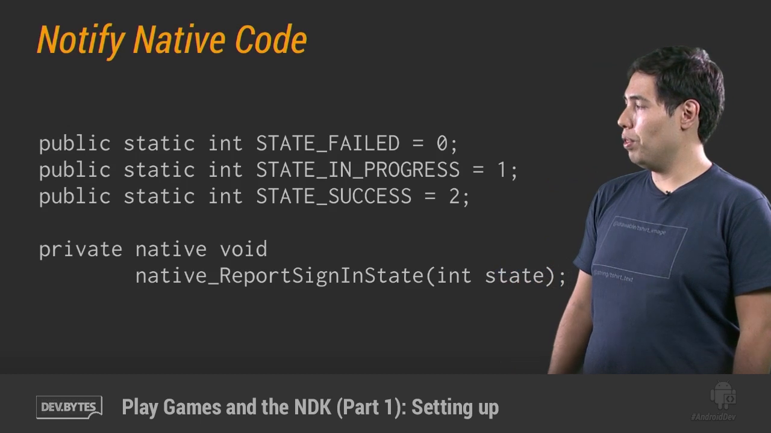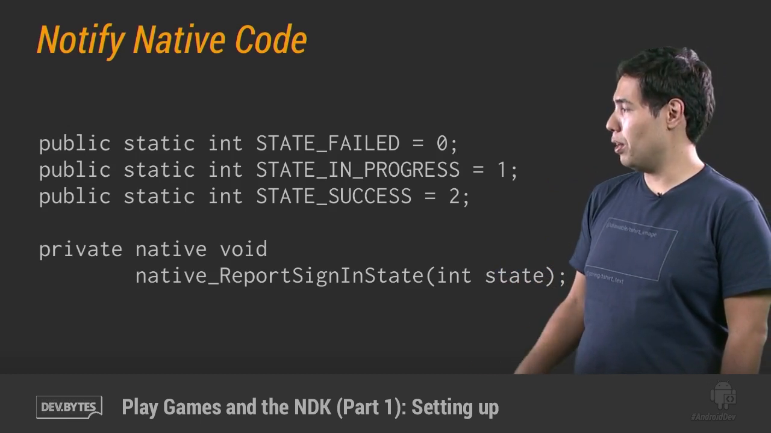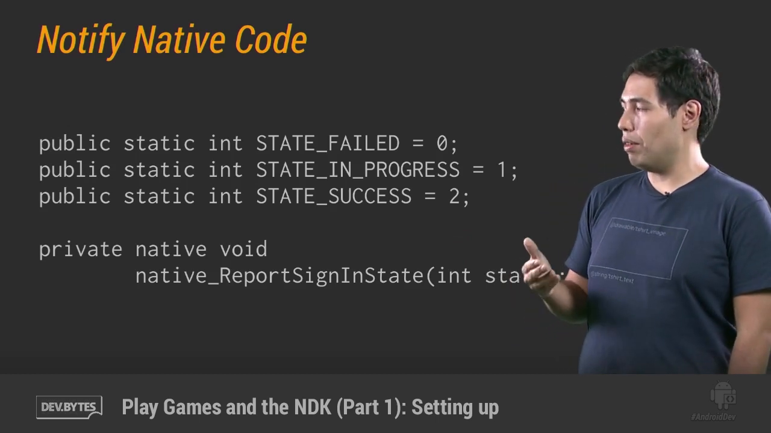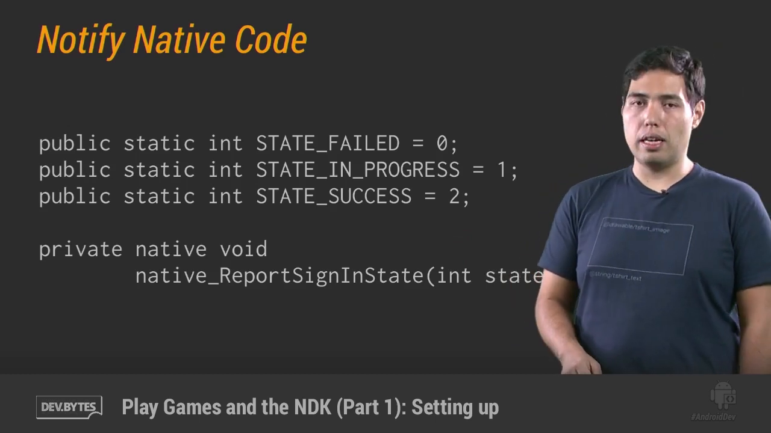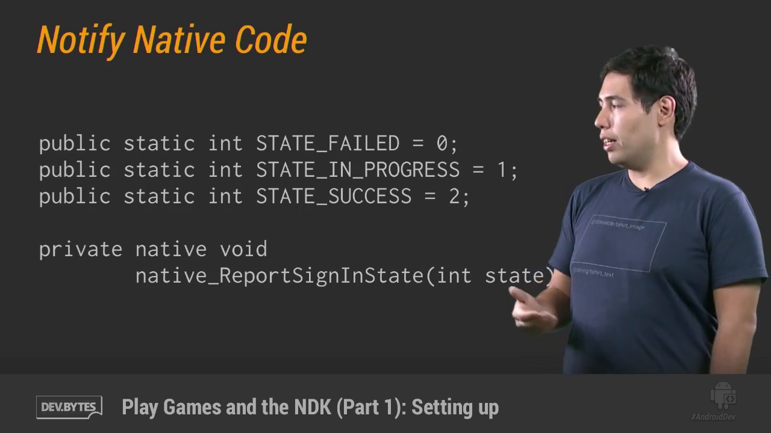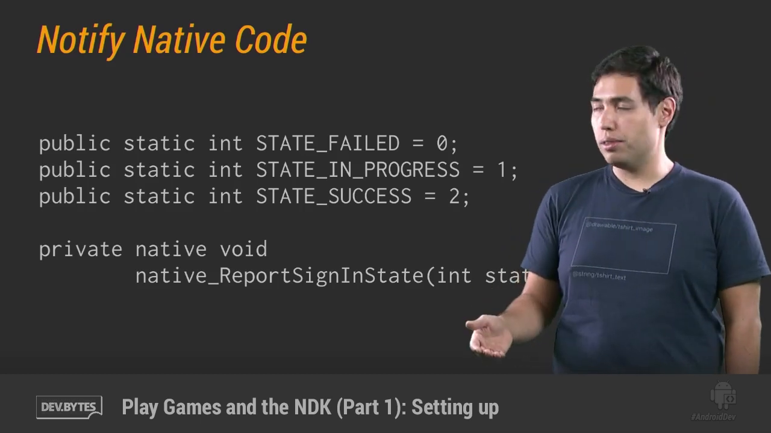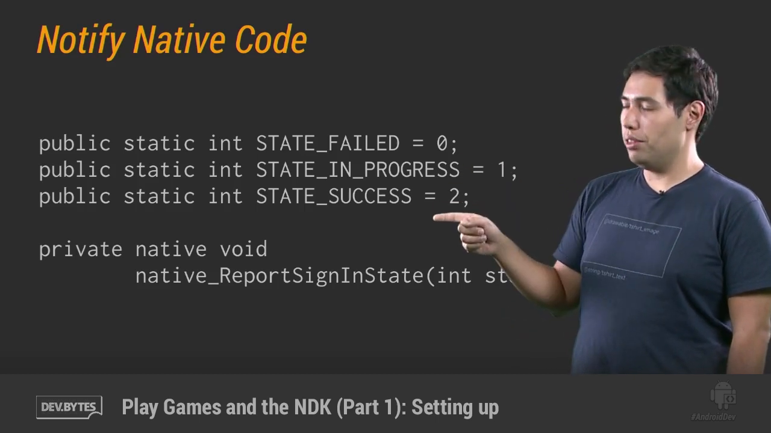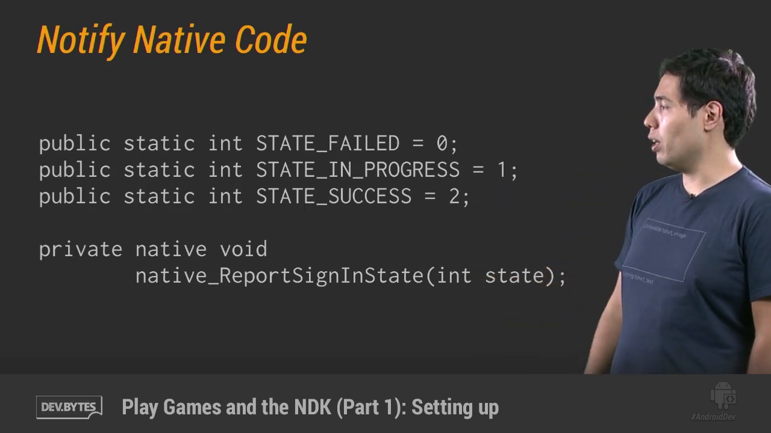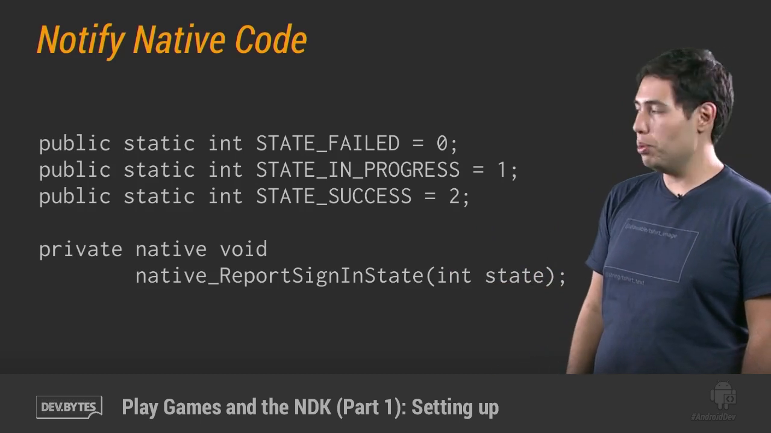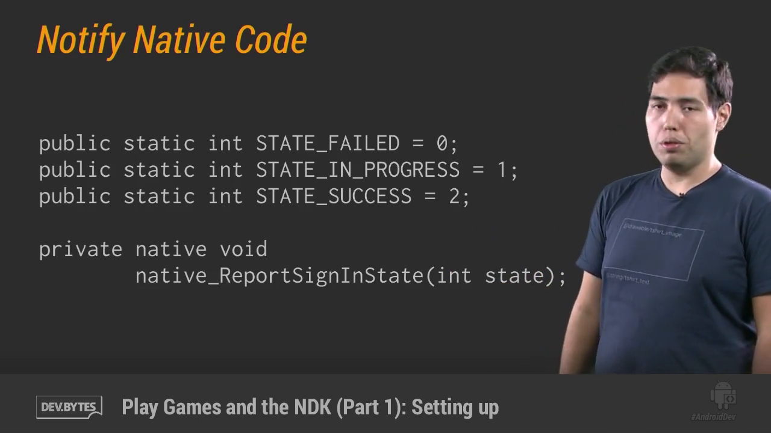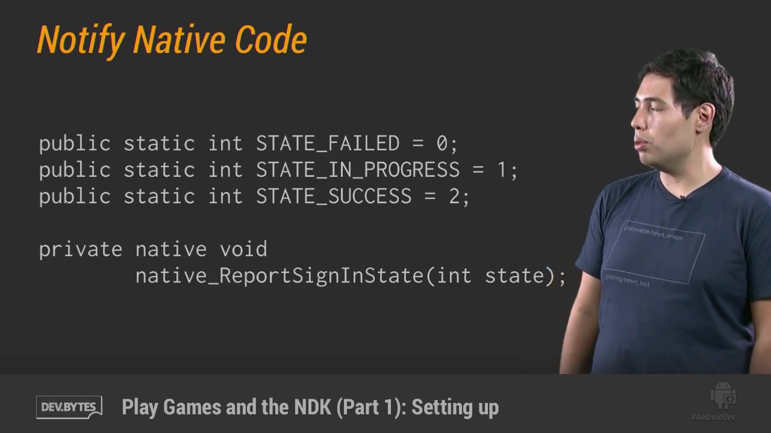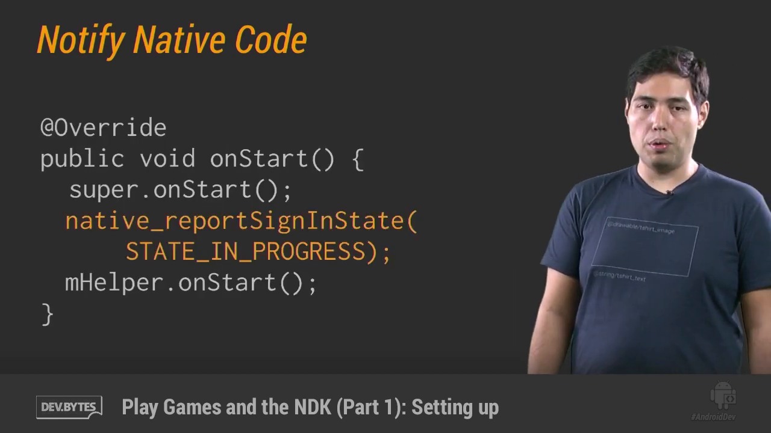One of the ways to do this, which I think is a pretty useful pattern, is not to have just a Boolean saying yes or no, but to actually have a three-state variable saying it's either sign-in has failed, sign-in has succeeded, or sign-in is in progress. And then from native code, you can react appropriately to those states. So we're declaring these states as constants here, and then we're also declaring a native method from Java, which is reportSignInResults. We're going to call that method whenever we want to report a sign-in result or progress to native code. So this is how we do this.